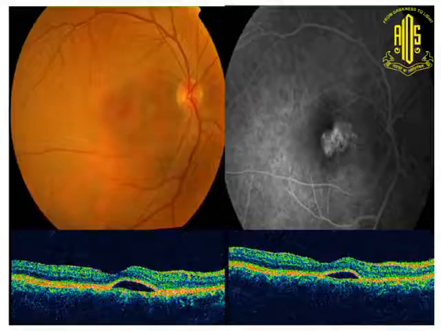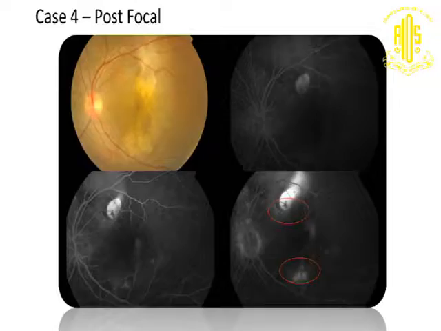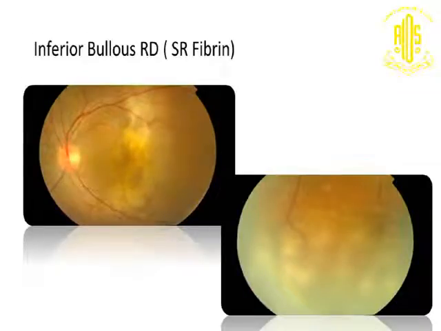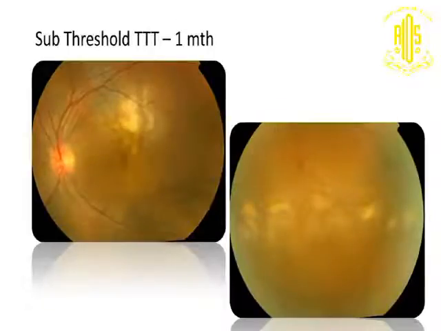You can have very complex cases like this where there is exudative RD and thick fibrin under the macula. You have ripped RPE following a focal laser. So you have this exudative RD coming to the macular area. With subthreshold TTT after the first visit, still the fluid and fibrin are persisting.